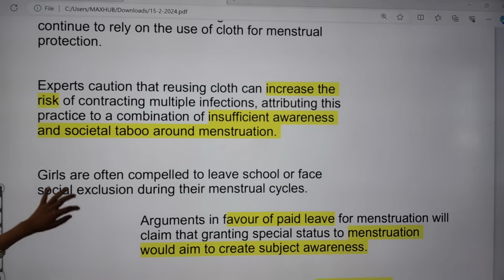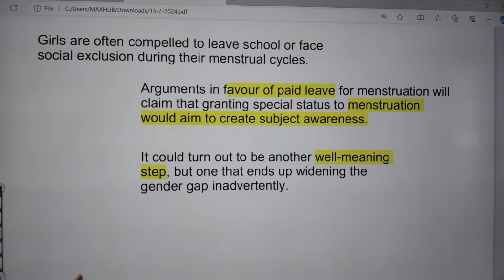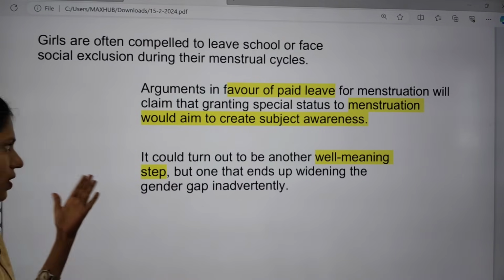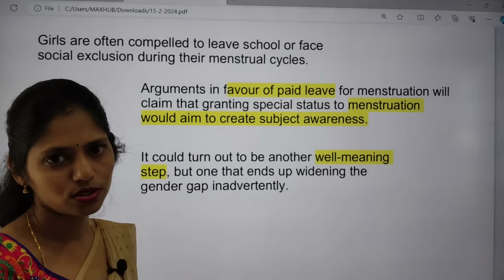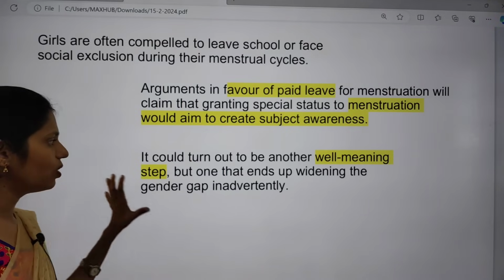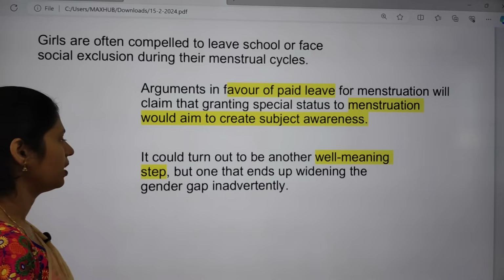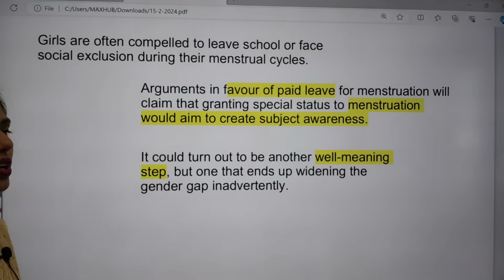And there are some arguments in favor of paid leave for menstruation. Because we are giving some special status to menstruating women, we can also create awareness among the people. And the next one is that it could also turn out to be another meaningful step, because of this we can end the widening of the gender gap in employment. So this is the idea of this article.